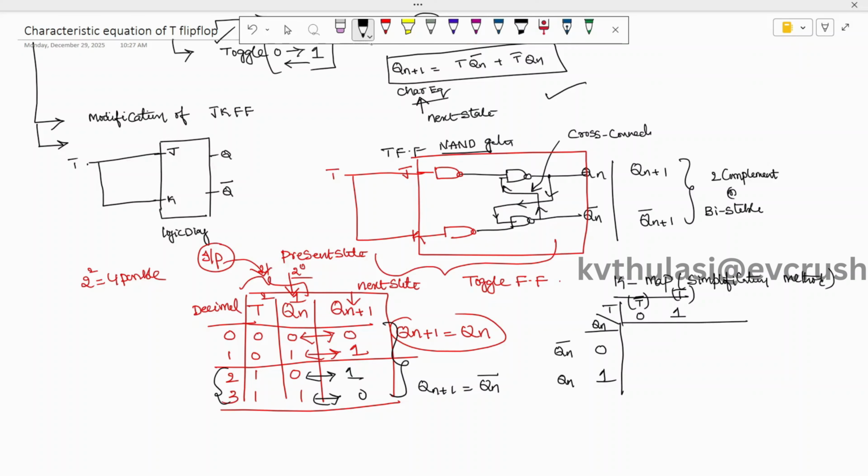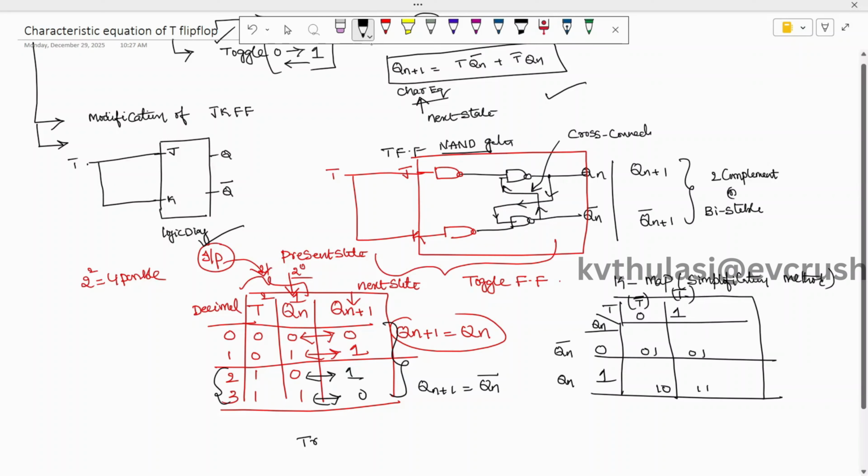Okay, so when you draw it, the inputs are 0, 1. Next input is 0, 1. Next input is 1, 0. Next one is 1, 1. Okay, so just convert this given truth table. This is the logic diagram of the T flip flop, and this is the truth table of the T flip flop. Now let us try to convert. So 0, 0.